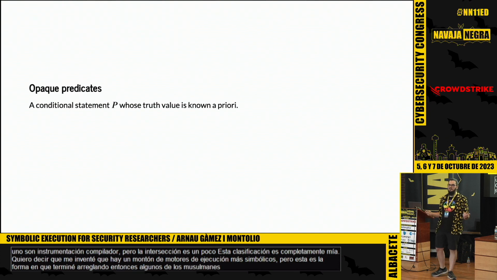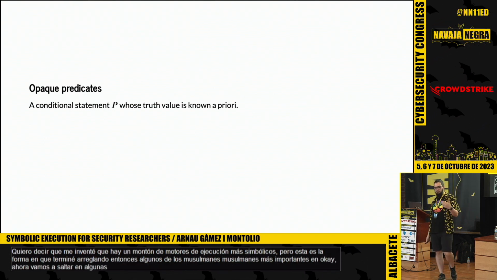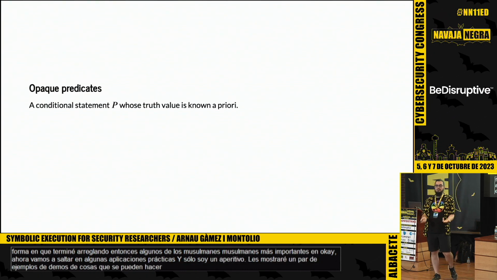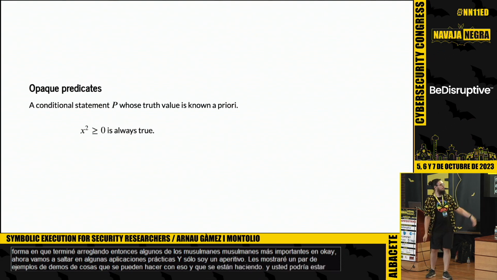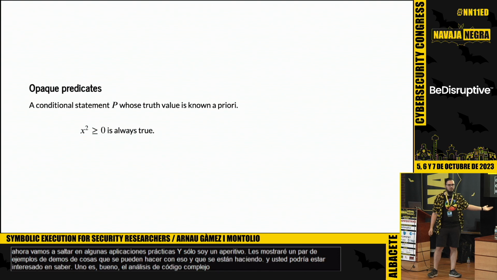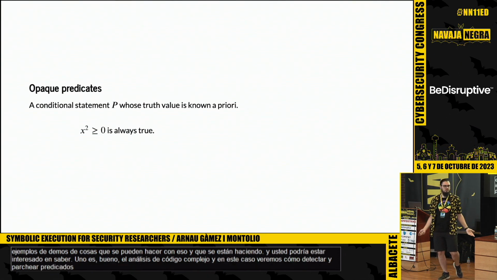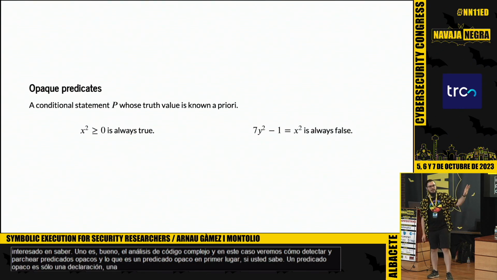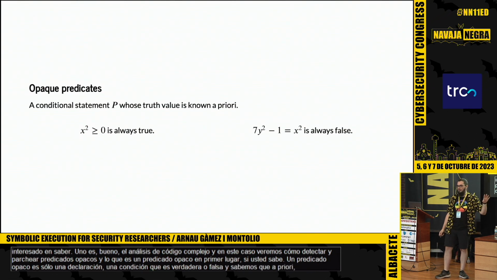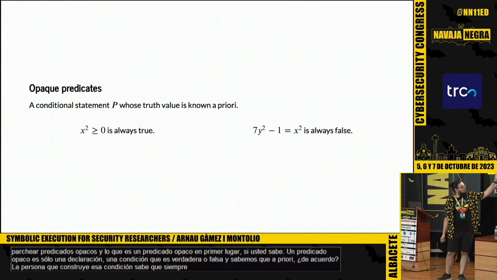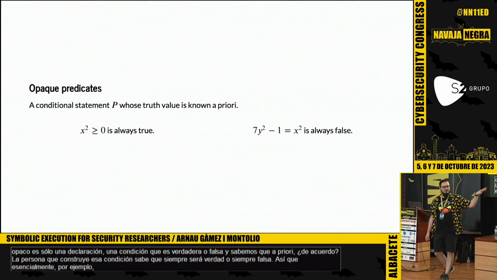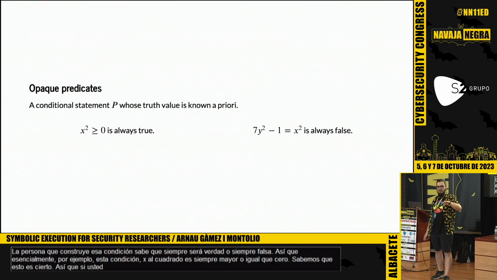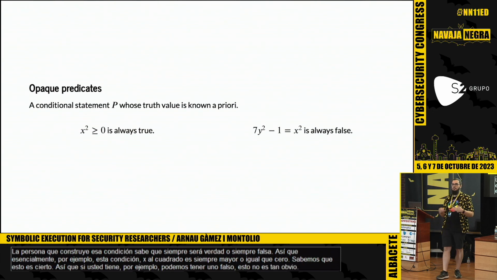An opaque predicate is just a statement, a condition that is either true or false, and we know that a priori. The person building that condition knows that it will always be true or always be false. So, for example, this condition: x squared is always greater than or equal to 0. We know that this is true. We can also have a false one. This is not as obvious, but it's widely known. For any x and y of the same bit size, this equality is always false. So this is a statement for which we know beforehand whether it will be true or false.